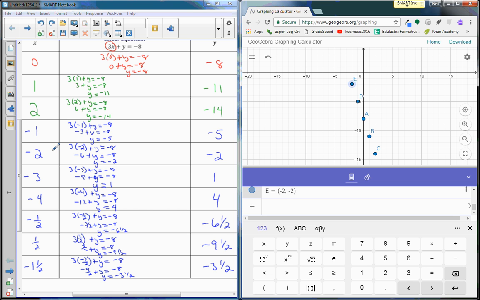So while I'm at it, I should probably label these so you know which one's which. This was A, this was B, this was C, D, E, and then you can see where they are on the graph. And now I'm going to do F, and that's going to be negative 3, 1. So negative 3, 1, return, and there is F. And now G is negative 4, 4.